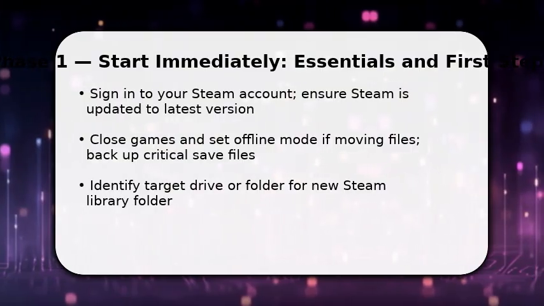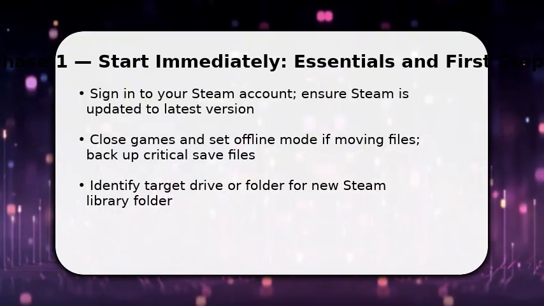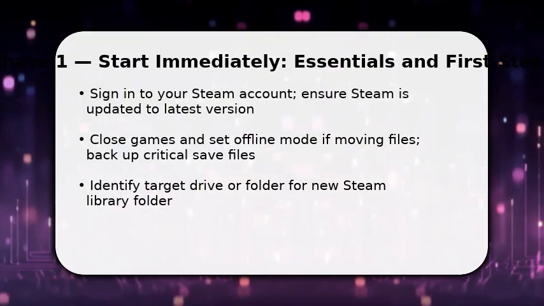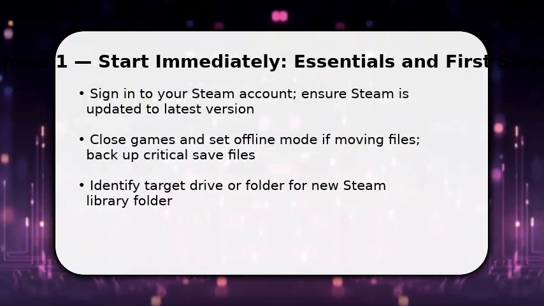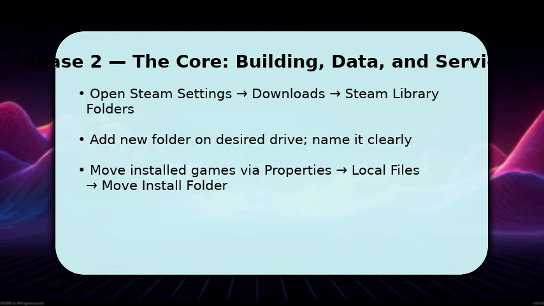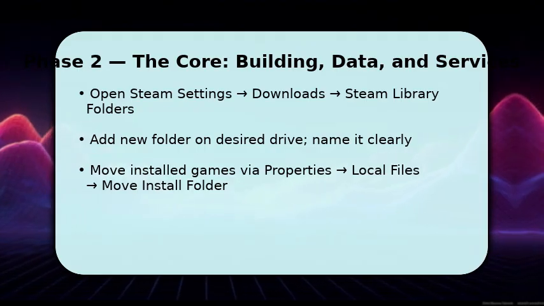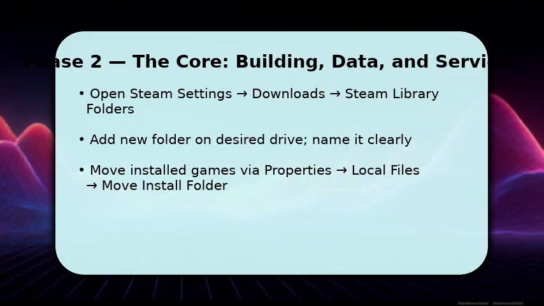You're now ready to create a new library folder. Open Steam settings and follow the next steps to add it. You go to Steam settings, then Downloads, and open Steam library folders to create a new location. Click Add Library Folder, choose the drive and folder you prepared, and confirm. This tells Steam where to install and store future games.